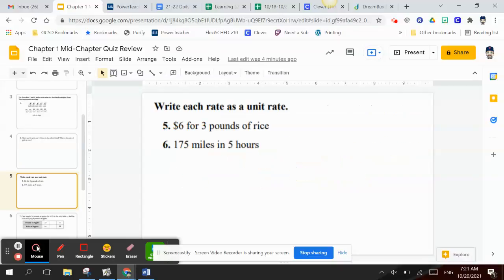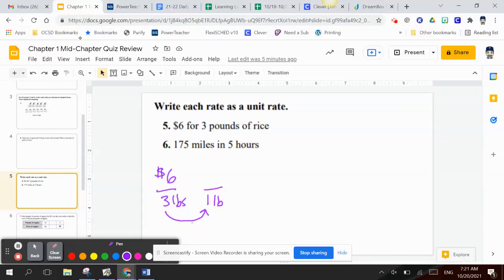Numbers 5 and 6, I want you to find the unit rate. So how much is 1 is what we're looking for here. So number 5, $6 for 3 pounds of rice. So to set that up, I have $6 for 3 pounds. I want to know how much it is for 1 pound of rice. So what can I do to 3 to get 1? Well, since my number is getting smaller, I have to divide. And I divide by 3.